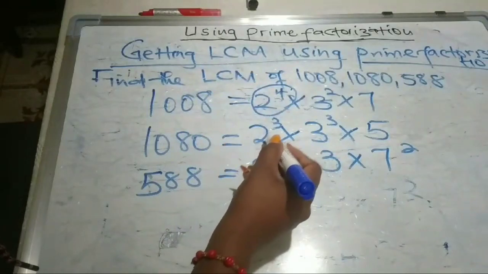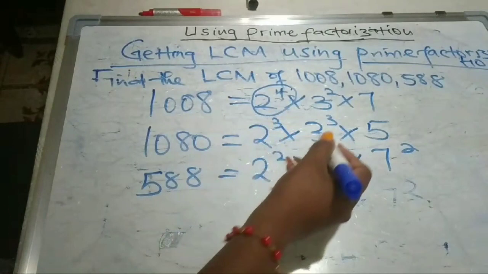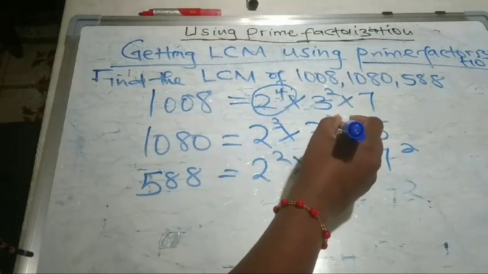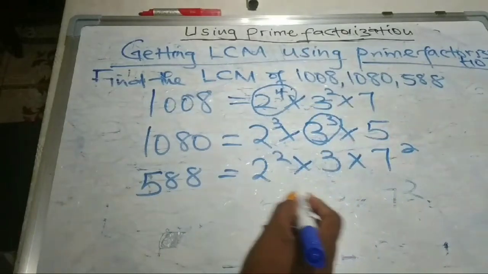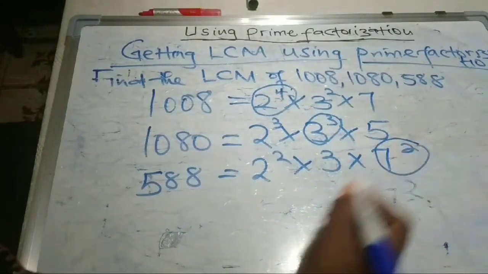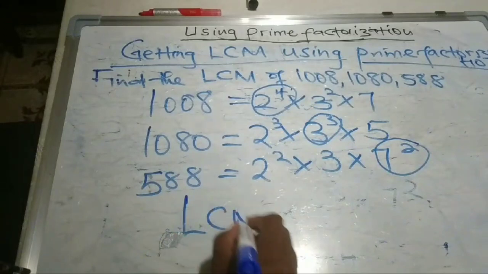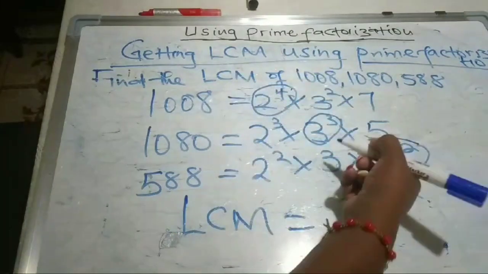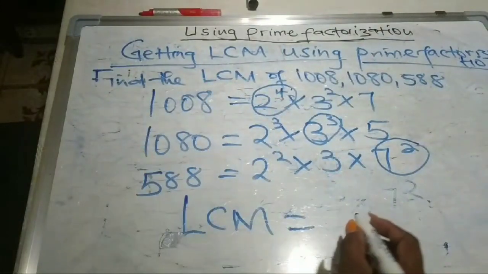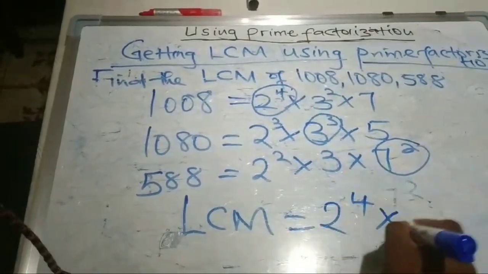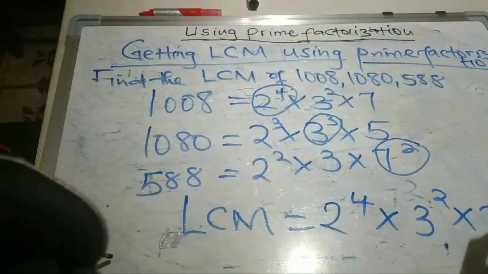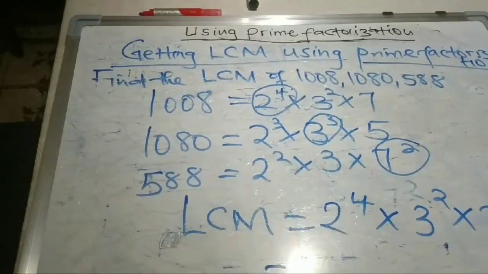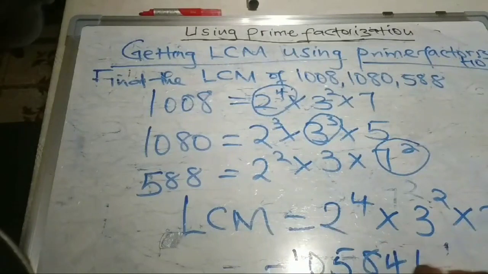Then looking at this 2 power 3, that is 8. 3 power 3 is 27, so this one has the highest value. And finally here 7 squared has the highest value. So our LCM will be equal to the product of the three highest values in our three numbers. So 2 power 4 multiplied by 3 power 2 multiplied by 7 power 2. And our answer, from the calculator, is 105,840. 105,840 as our answer.